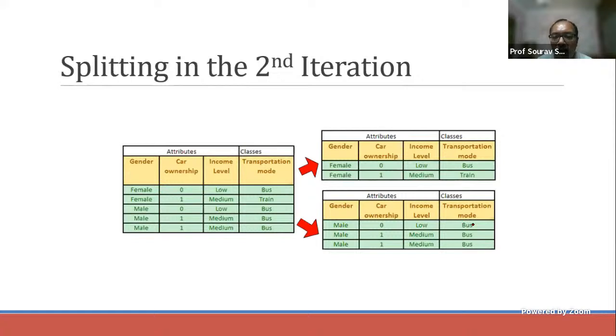So for gender male, it has already become homogeneous. All of it is saying bus. While for gender female, there is still ambiguity. So for gender male, I have already got homogeneity. So people with medium income but having gender male will prefer bus. People with medium income having gender female, there's still some problem.